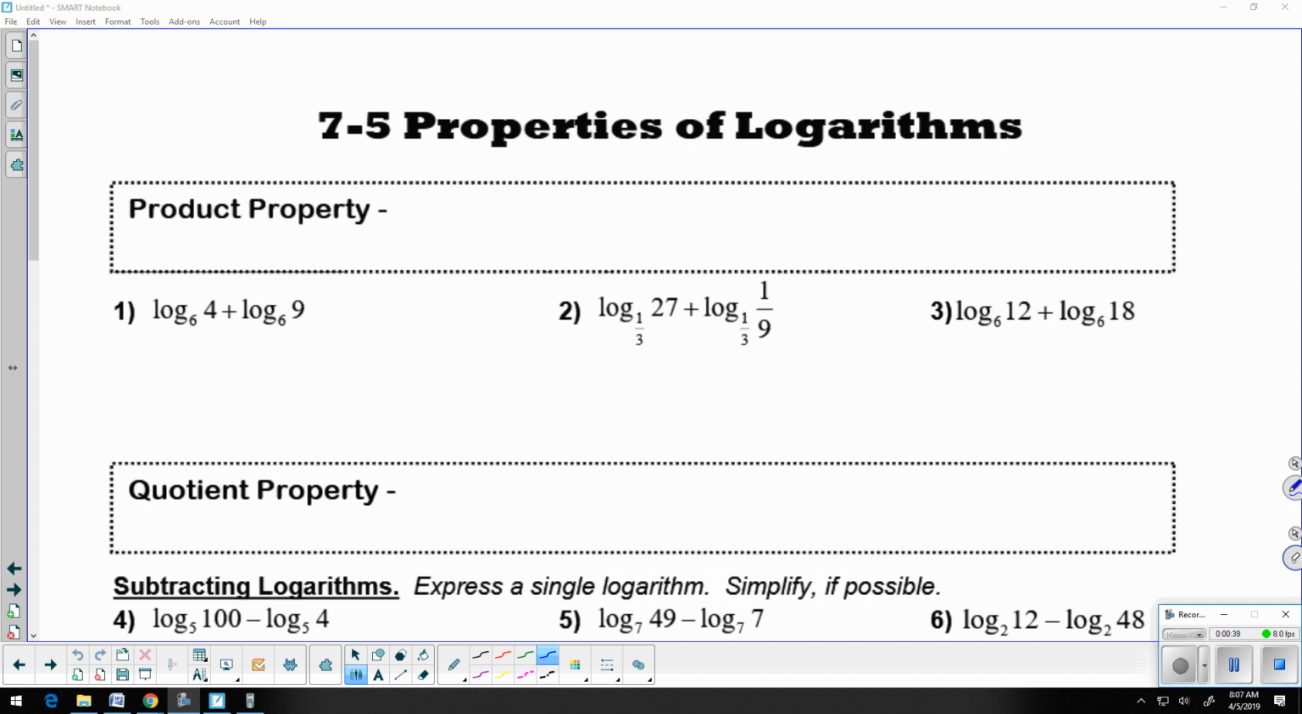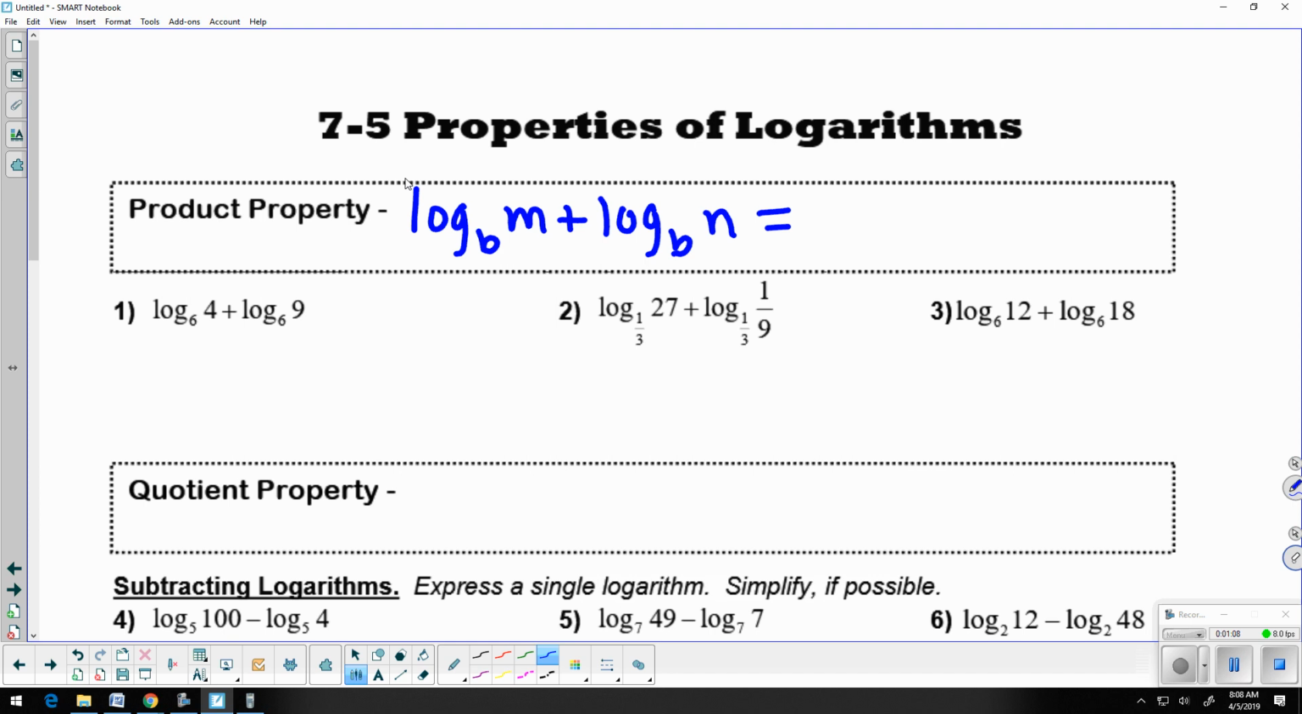The properties that you have to know, the product property. Product means multiplication, so we are going to be multiplying of some sort. If you have log base b of m, and you're adding to it log base b of n, and you want to condense these two logarithms into a single log, you're going to do that by multiplication.